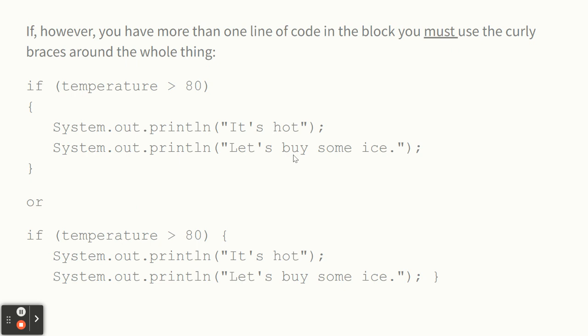If you have more than one line of code in your if block, though, you have to use the braces. So see this top example? If temperature greater than 80, and then we have open brace and close brace, and inside we have it's hot, let's buy some ice. Same down here. This one works because the open brace is here and the closed brace is there. These are both fine. And in fact, you could bring this print up to be right after the brace. It's nice to make your code readable by humans.